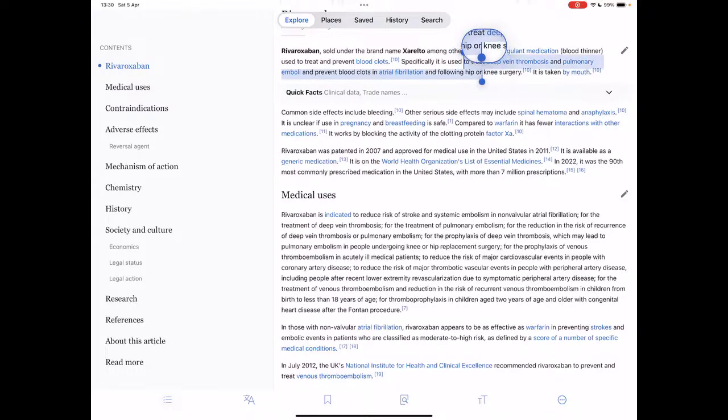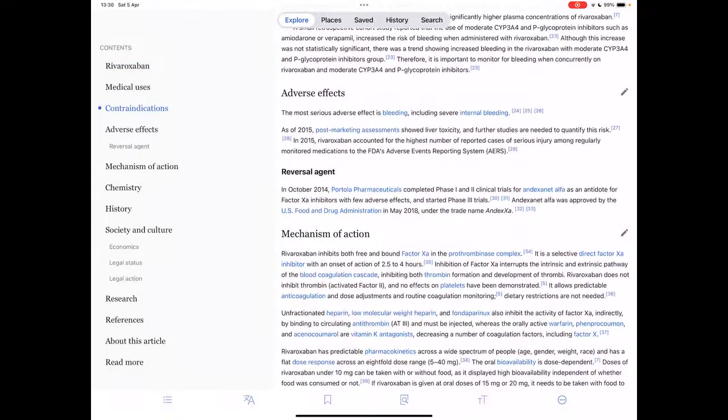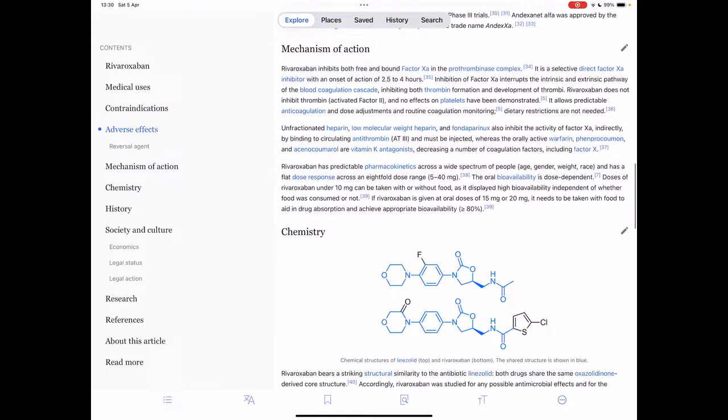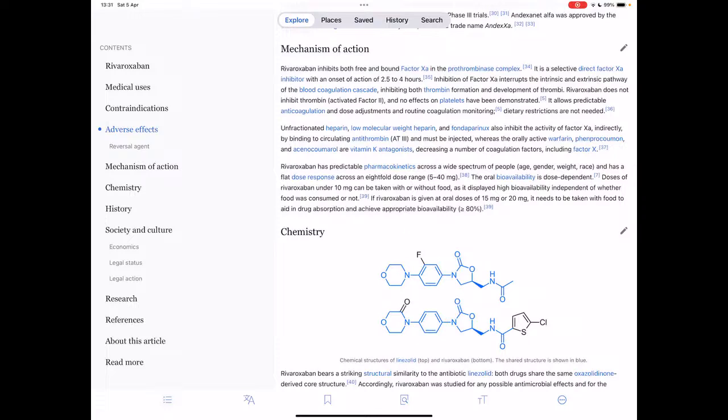Specifically, it's used to treat deep vein thrombosis and pulmonary emboli. Exactly. Rivaroxaban is often prescribed to prevent and treat deep vein thrombosis and pulmonary embolism by inhibiting clot formation. Inhibits factor XA, the prothrombinase. What's a prothrombinase complex? The prothrombinase complex is a group of proteins, including factor 10 and factor 5, that converts prothrombin into thrombin.